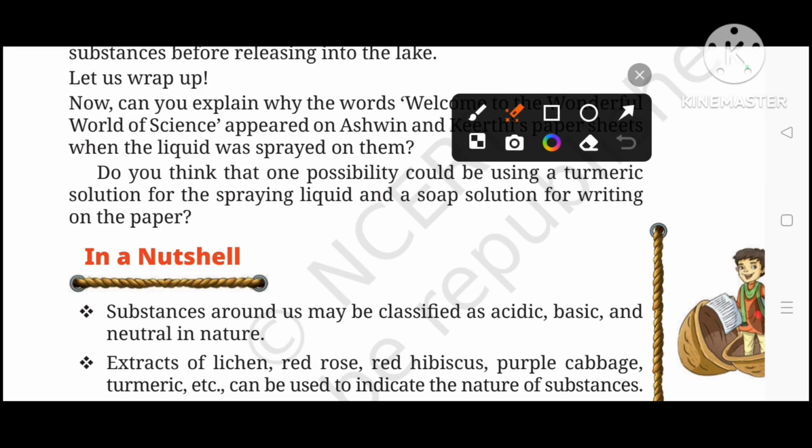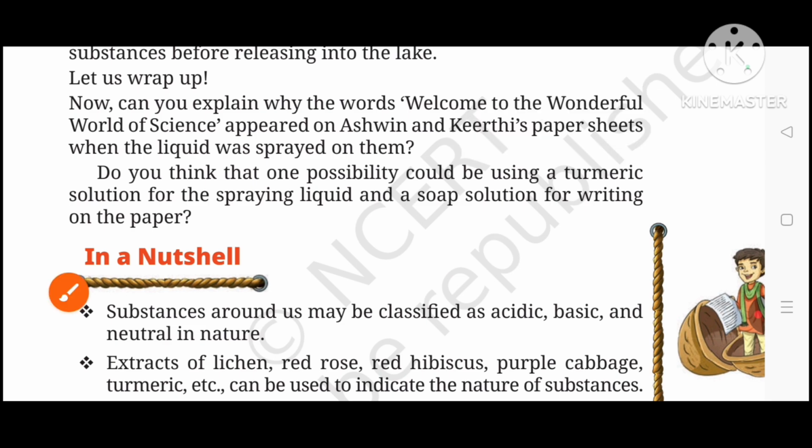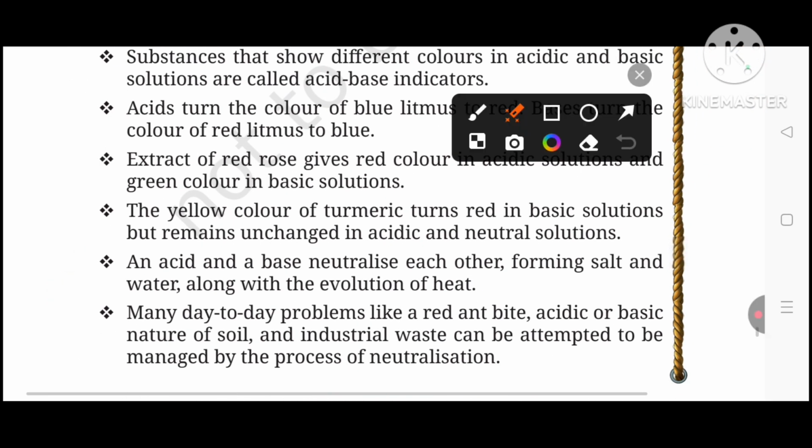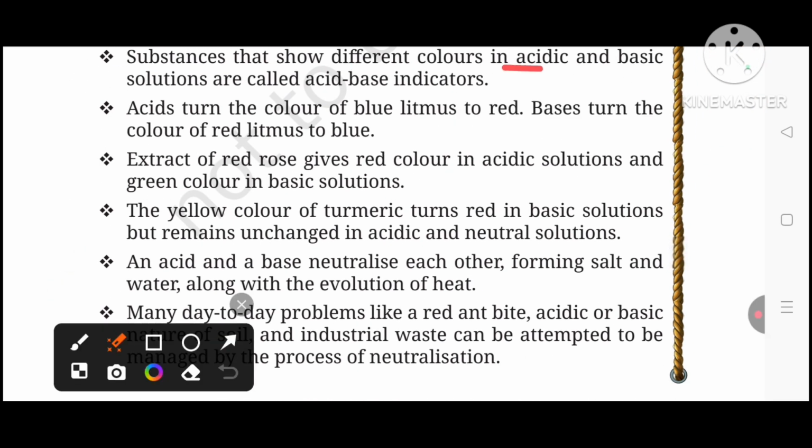In a nutshell, substances around us may be classified as acidic, basic, and neutral in nature. Extracts of lichen, red rose, red hibiscus, purple cabbage, and turmeric can be used to indicate the nature of substances, as acid-base indicators. Substances that show a different color in acidic and basic solutions are called acid-base indicators. Acid turns the color of blue litmus to red, and a base turns the color of red litmus to blue. Extract of red rose gives a red color in acidic solution and a green color in basic solution.